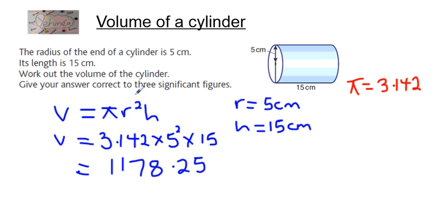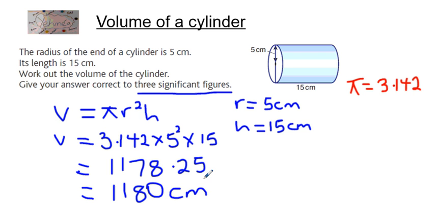But we're told to round our answer to 3 significant figures here. So that'll be 1, 2, 3. So here's the third number. So we are rounding this one. So that number becomes an 8. So it will be 1180. Now don't forget the units. The centimeters cubed. The units might cost you 1 mark in the exam, so be careful of that.